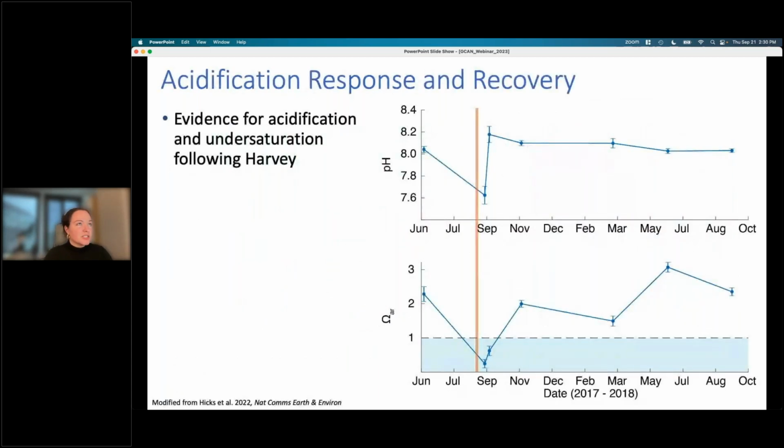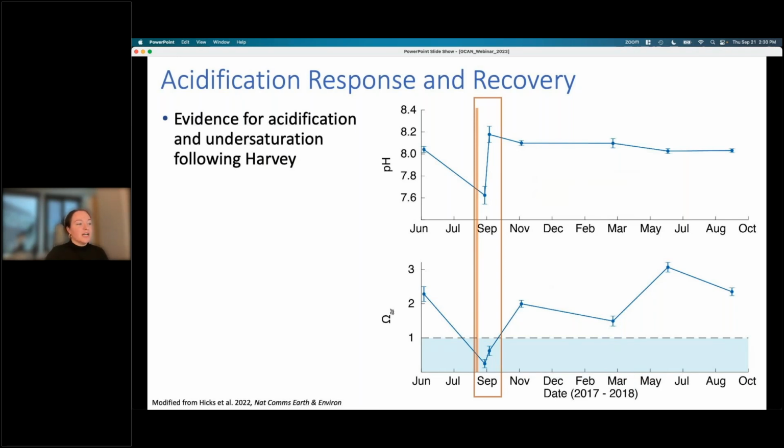So what did all these changes result in terms of bay water chemistry? These are two plots showing pH on the top and saturation state with respect to aragonite on the bottom, across June 2017 through September 2018, with this orange bar marking the occurrence of Hurricane Harvey and the high rainfall period. And what we can see is that following Hurricane Harvey, we have evidence for acidification, or decreased pH, as well as decreased saturation state to undersaturated conditions after the storm.